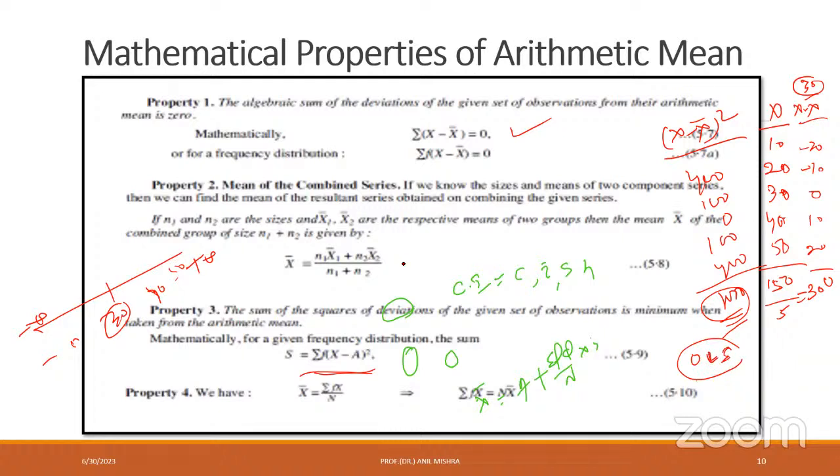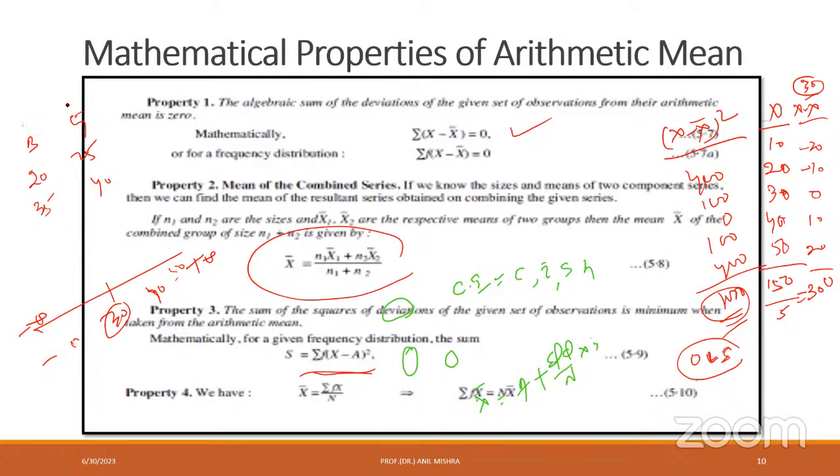And the second property tells us you can find the combined mean. Let's say in a class there are some boys and some girls. They appear in the exam and secure marks. The mean mark of the boys is 35 and of the girls is 40. Tell me what is the combined mean of the entire class.